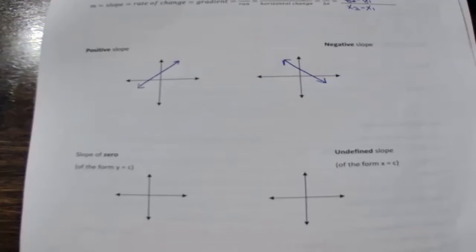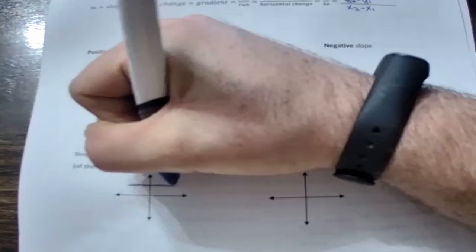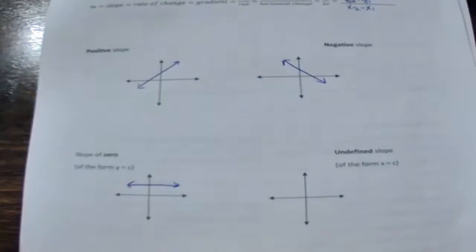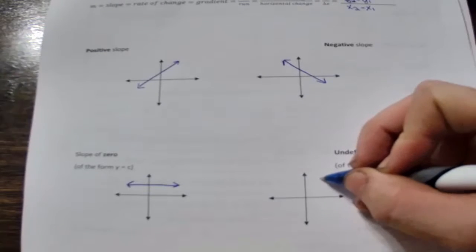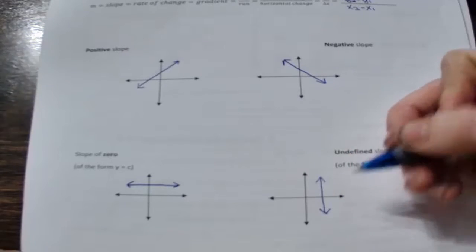So the next one is a slope of 0. That's one where it's going to be going horizontally. So it's not going up or down, it's just going to the left or right. And an undefined slope is one that goes straight up and down, so vertically.